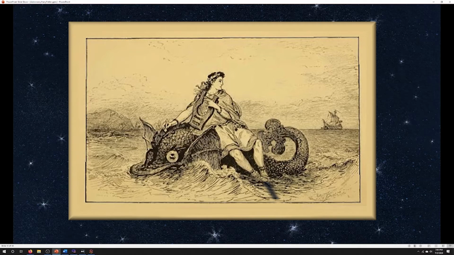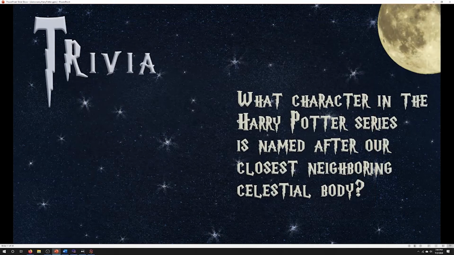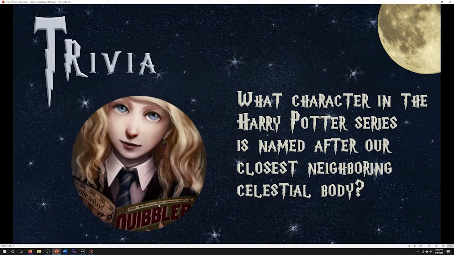Well, trivia time again. All right. Trivia time. What character in the Harry Potter series is named after our closest neighboring celestial body? I do have a hint here on the screen for you. Now, this character is known for her odd and quirky behavior. It's one of my favorite characters in the Harry Potter series. Now, if you named Luna Lovegood, then you have hit the nail on the head. Luna Lovegood, named after our moon.